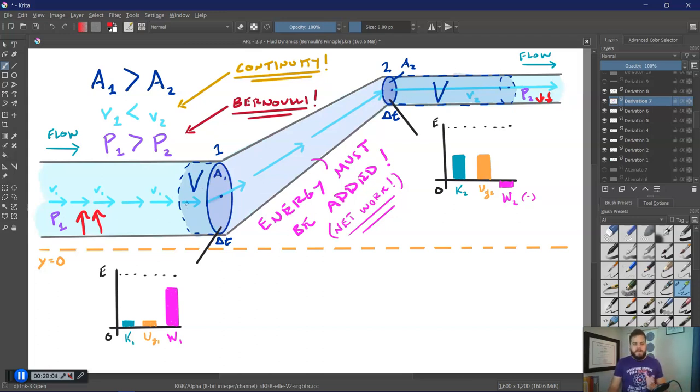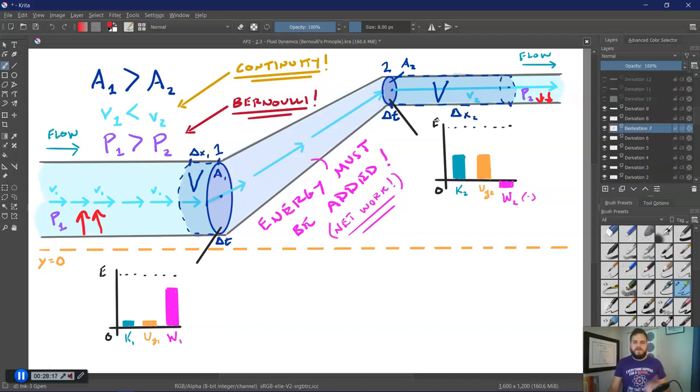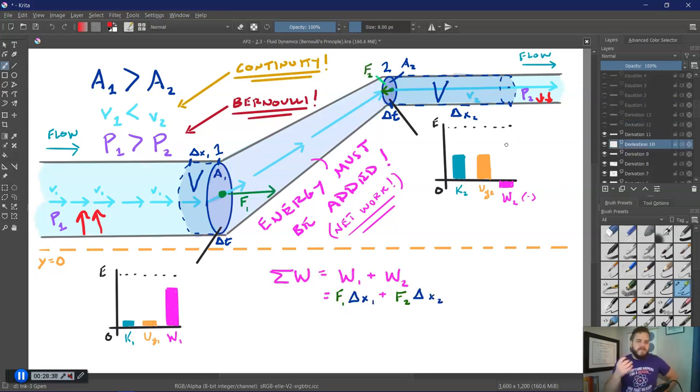And we can see that because this one's so much narrower than this one, what's really happening is that in the same amount of time, this one's moving slower than this one is. This one has covered a smaller distance in the same amount of time than that one because it's flowing faster in the second region.